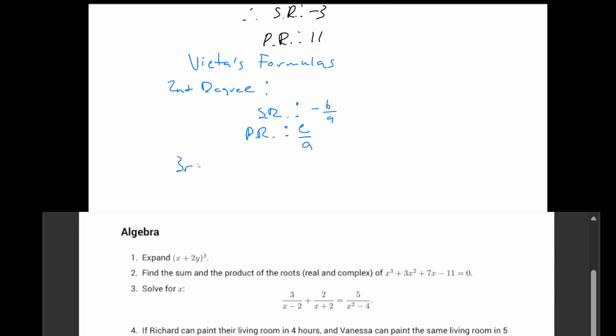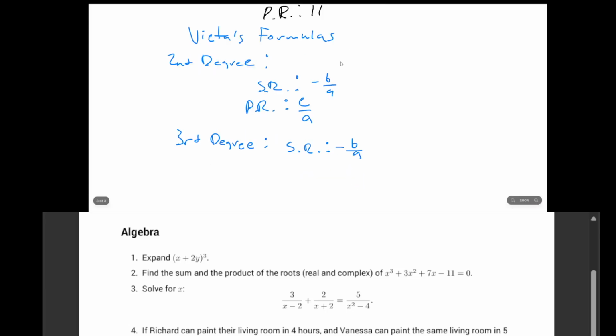For third degree, it's a little different. The sum of roots is still negative b over a, and then the product of roots, in this case, is negative d over a.